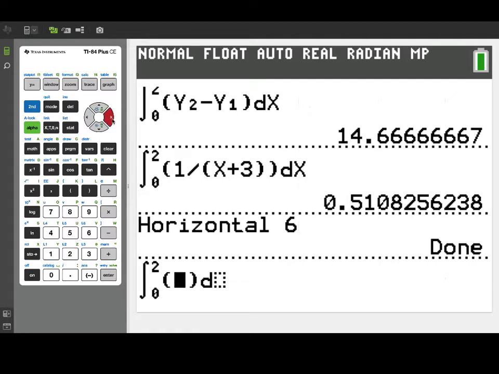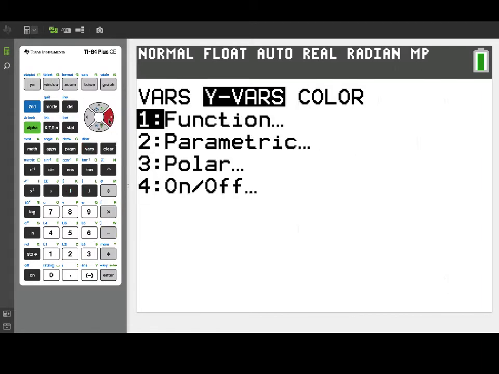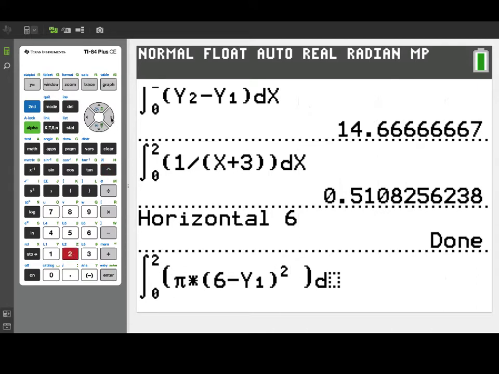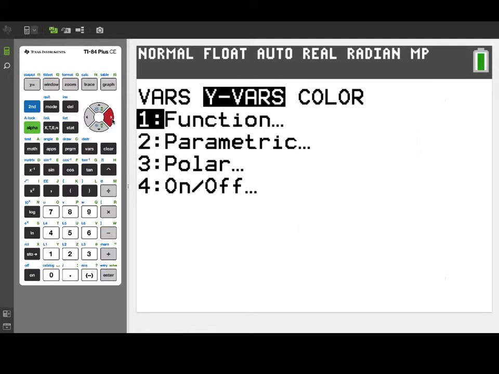And we've got circular pieces, the washers, the outer radius. We'll take pi times that radius squared, which was 6 minus y1. So I'll need to retrieve that from the y variables menu again. So 6 minus y1, that quantity squared. So that's giving us the outer area. Now we want to subtract the area of the hole in the washer. So that'll be pi, again, times the inner radius squared. And the inner radius would be 6 minus y2. So let's retrieve that.